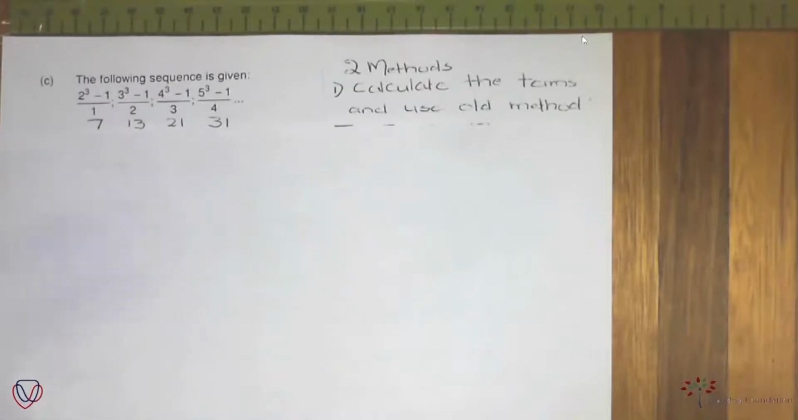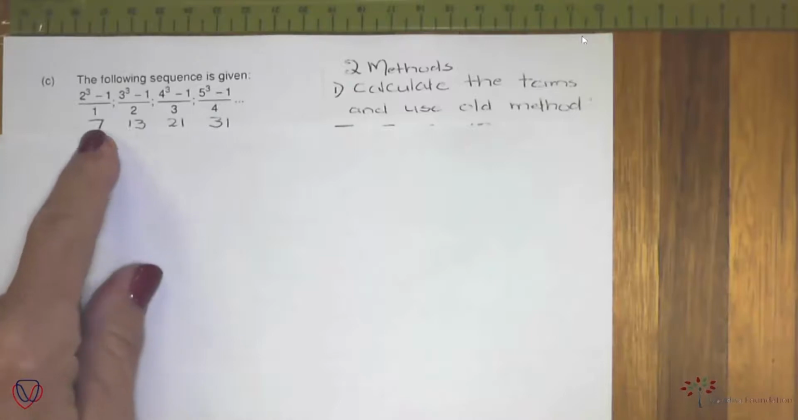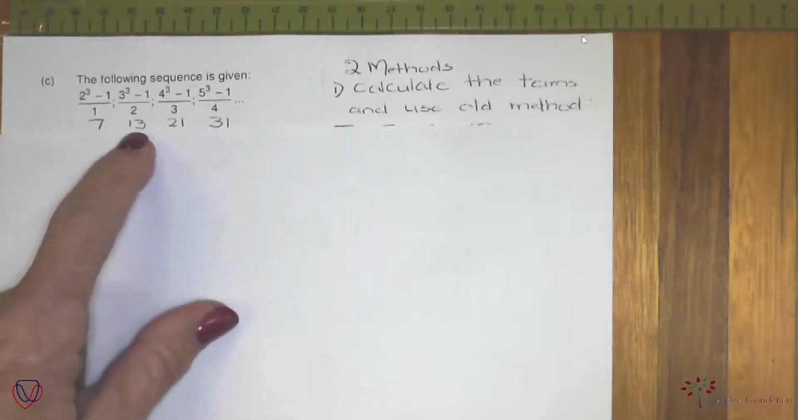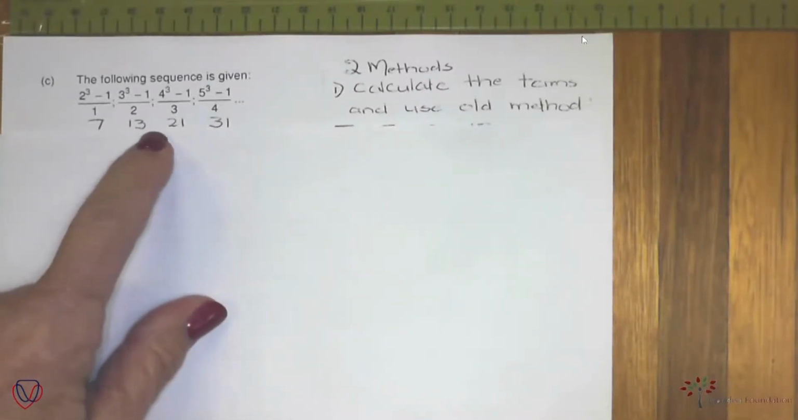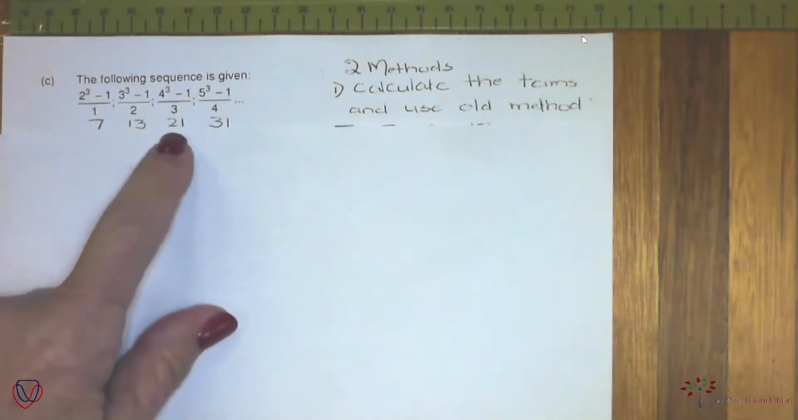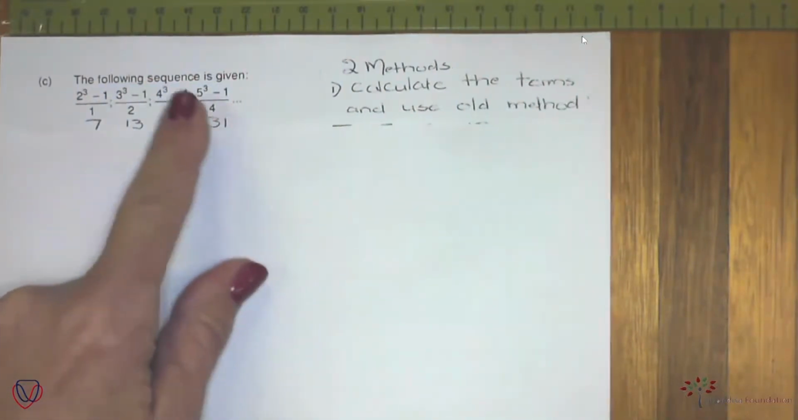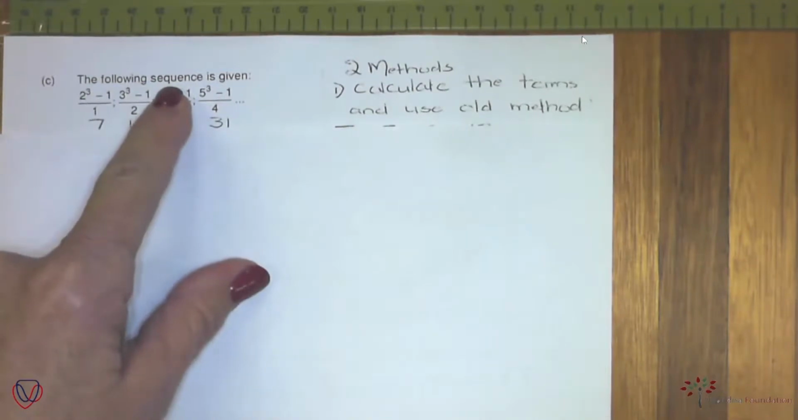Now, what is the old method for a sequence like this? 7 plus 6 is 13. 13 plus 8 is 21. 21 plus 10 is 31. They never mentioned quadratic. Can you see that?